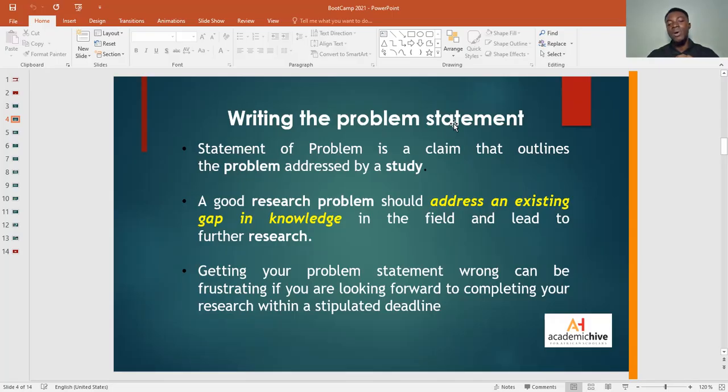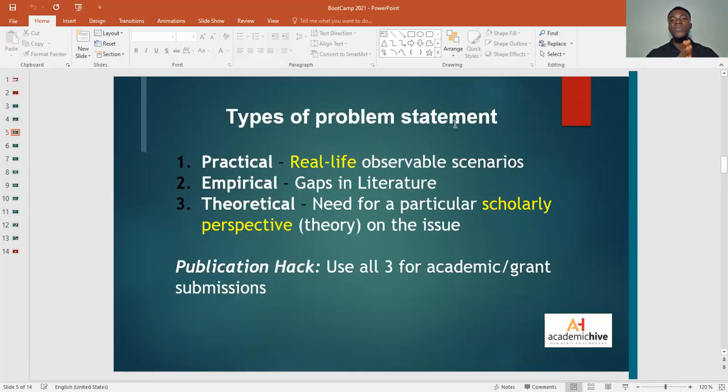Getting your problem statement wrong can be frustrating if you're looking forward to completing your research within a stipulated period of time. How exactly is one supposed to write a good research problem statement? At Academic Hive, we've identified 3 ways to write an effective problem statement. I'm not talking about a perfect problem statement because perfect is unattainable, but a good, or let me say better, effective one is feasible. These steps are practical problem, which is real life observable scenarios.